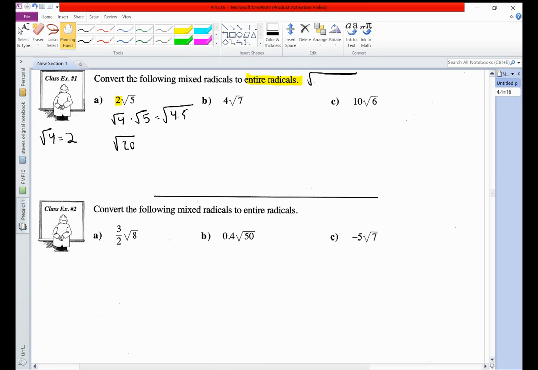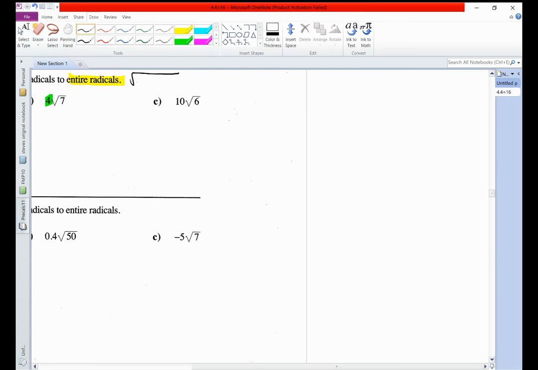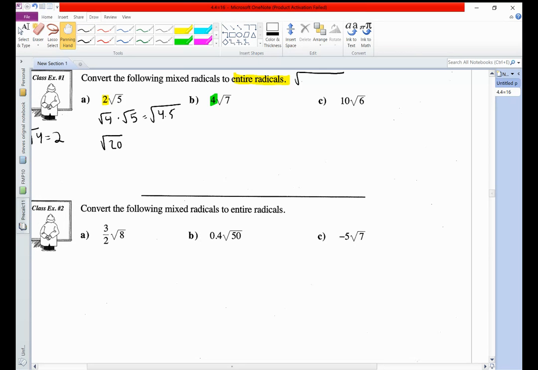And now we have 4 root 7. So I need to convert this 4 into an expression under a square root sign. And we know that 4 squared is 16. So I can say that 4 can be written as root 16. Now I have root 7. And that whole thing can be written as root of 16 times 7.